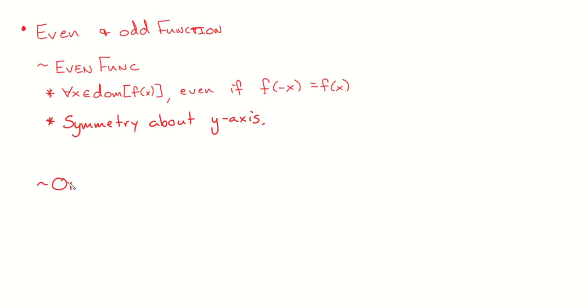For an odd function, I'm not going to write the for all x in the domain, but we see a very similar statement. For an odd function, what happens is we check f of negative x. And when we plug this in, it turns out to be the same thing as negative f of x.